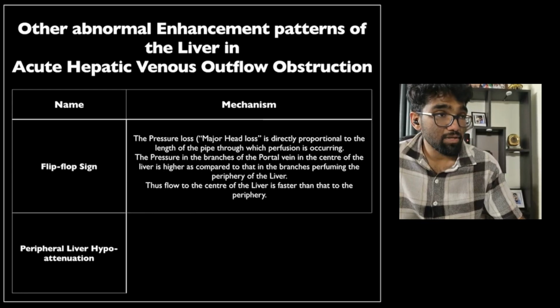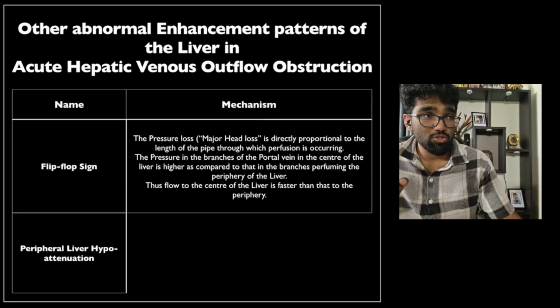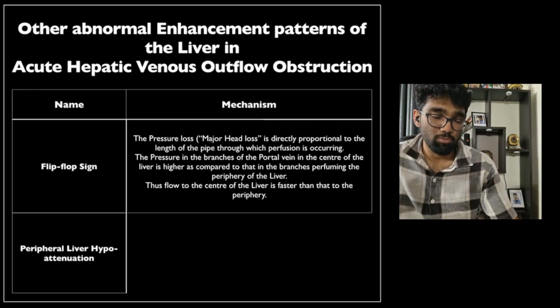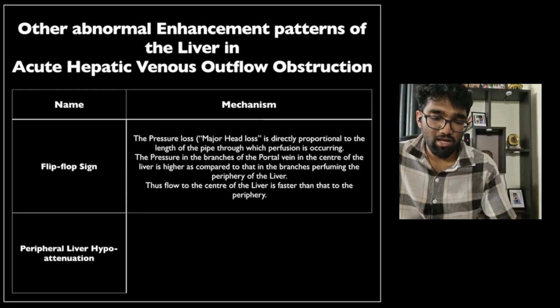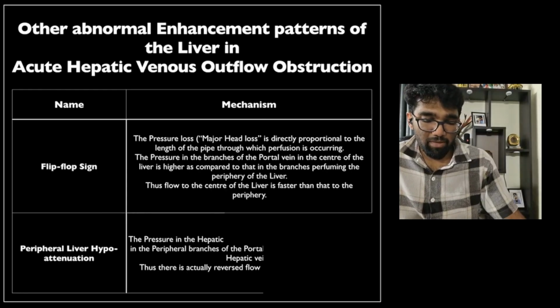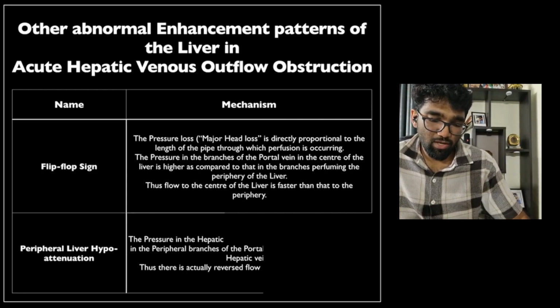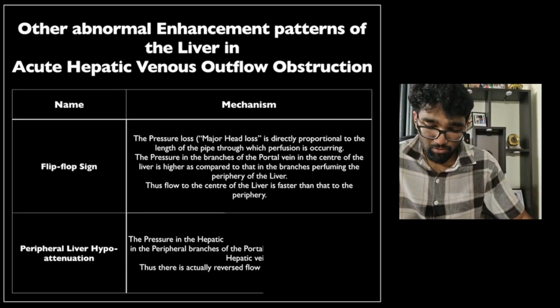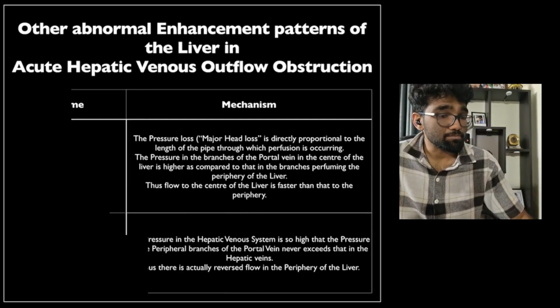Another thing that can happen is that in the periphery of the liver the flow can be so low, because the hepatic venous pressures are so close to the portal venous pressure, that they do not undergo hyperenhancement after giving contrast. This is the same mechanism. The pressure in the hepatic venous system is so high that the pressure in the peripheral branches of the portal vein never exceeds that in the hepatic veins, and thus there is actually a reversal of flow in the periphery of the liver. Okay, so that is what ends up happening there.